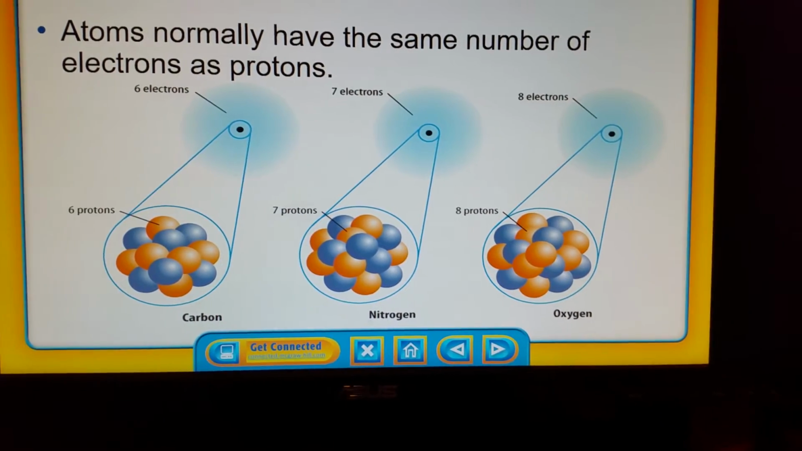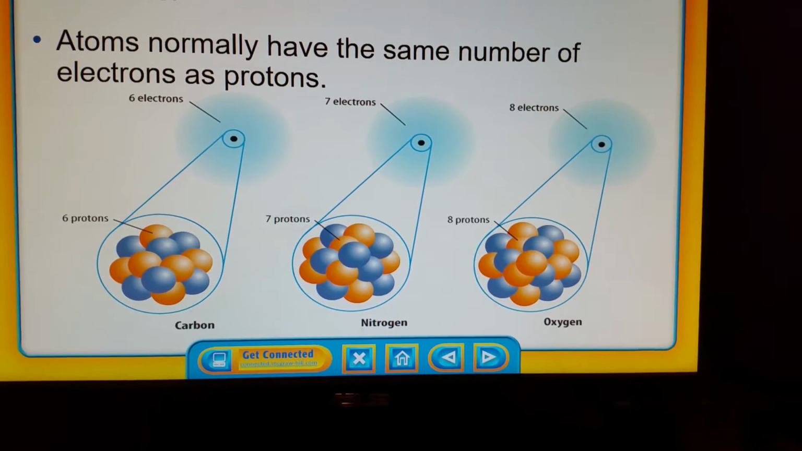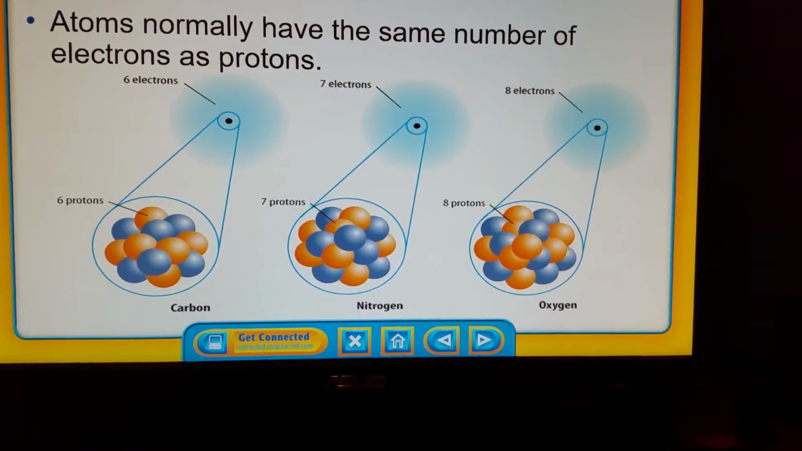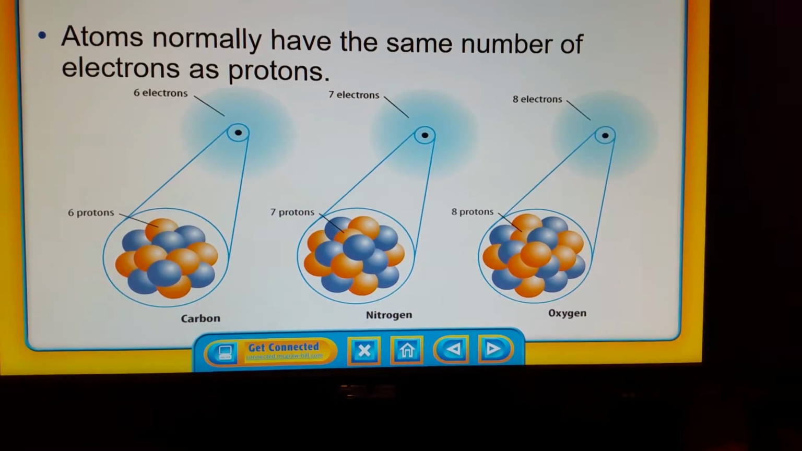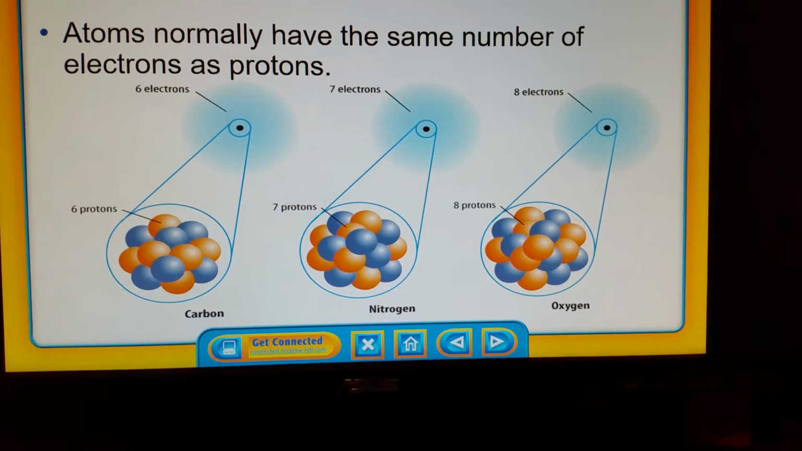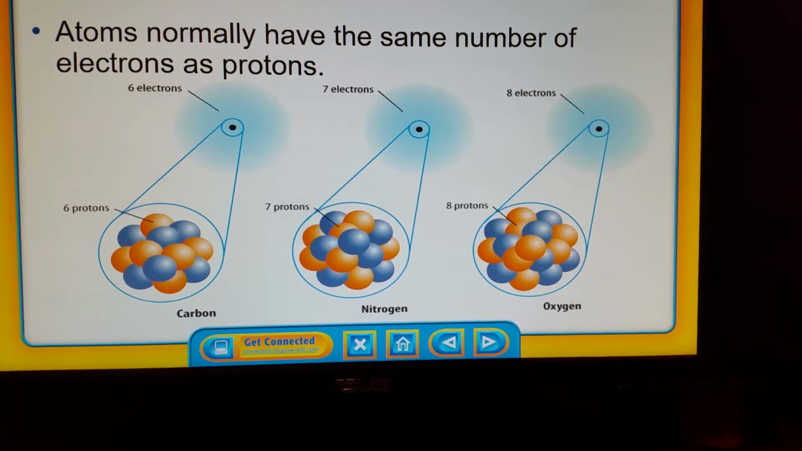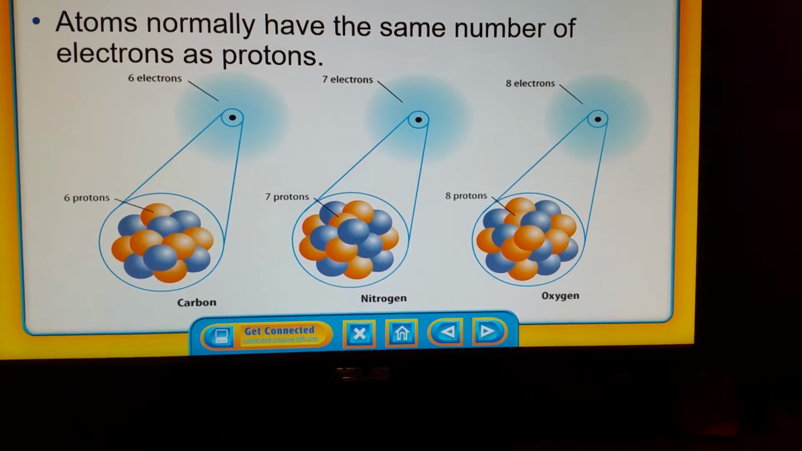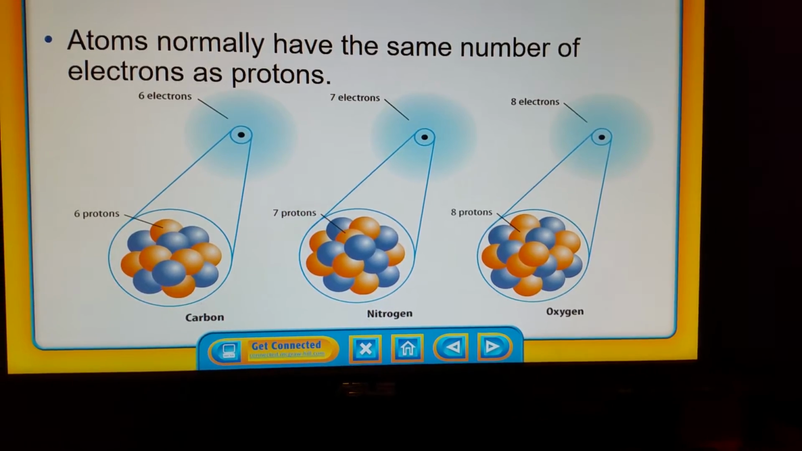All right, let's look at another one. There's nitrogen. And nitrogen, we see there are 7 protons, which means there are also 7 electrons. And then let's look at oxygen, boys and girls. Oxygen, if we were to count them, that would be the orange balls, 1, 2, 3, 4, 5, 6, 7, 8. So there are 8 protons and also 8 electrons.